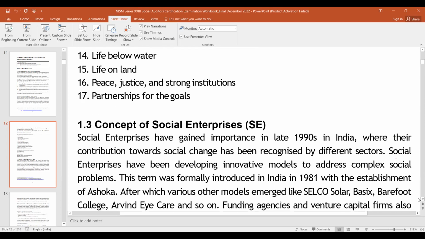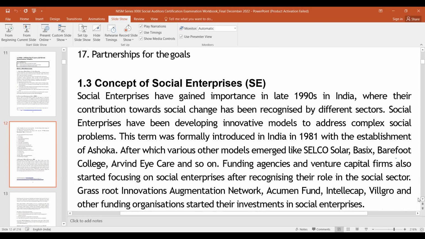Now, the concept of social enterprises. Social enterprises have gained importance in the late 19th century in India, where their contribution towards social change has been recognized by different sectors. Whenever we are studying a particular topic, we have to keep in mind what could be the questions set on this. We will try to give you questions also for your practice, but side by side, when we are studying the subject, we are discussing the type of questions which are being asked. Satish has formulated very good questions, and he will be taking it up in just another 10-15 minutes.